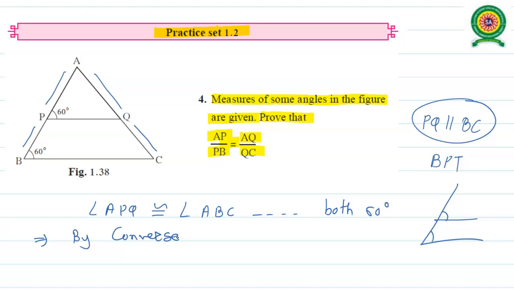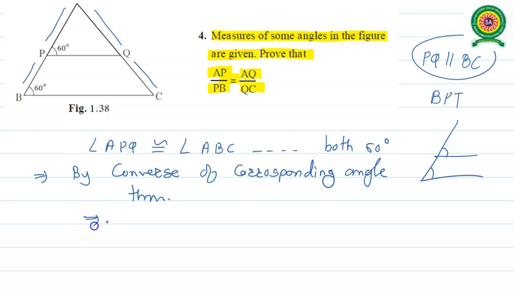This is the corresponding angle theorem. Now we have that the angles are congruent and we are proving the lines are parallel. That means we are using the converse of the corresponding angle theorem. Keep in mind the difference between the converse and the theorem. What it told us is, once the angles are congruent, then we can say that the lines are parallel. So we can write here segment PQ is parallel to side BC of the given triangle.